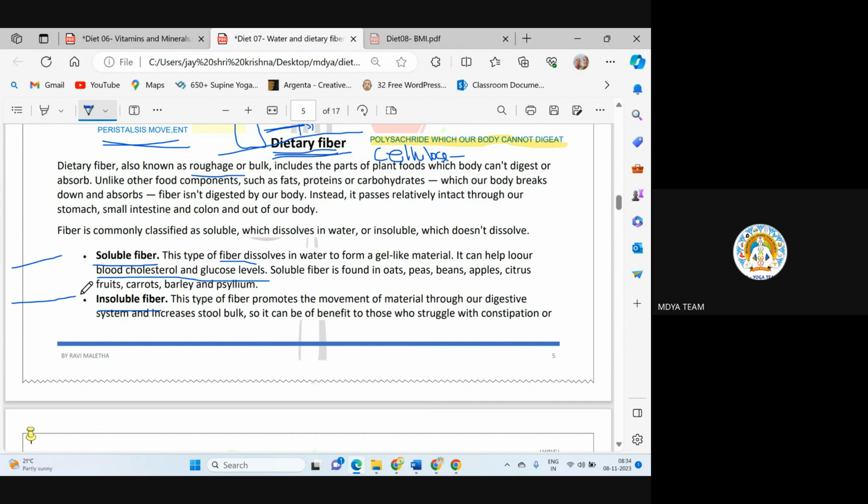Fiber will just join with cholesterol and glucose in your large intestine and prevent absorption of this cholesterol and glucose. So if absorption of cholesterol and glucose is prevented, it will ultimately lead to decreased blood cholesterol and glucose level. This function is done by soluble fiber. Soluble fiber is found in oats, peas, beans, apple.